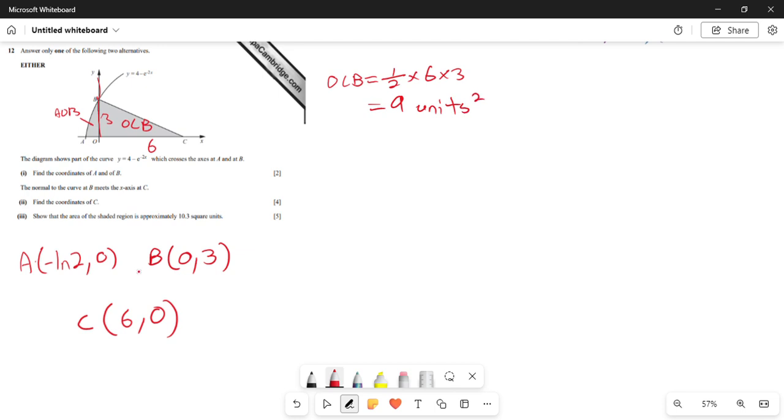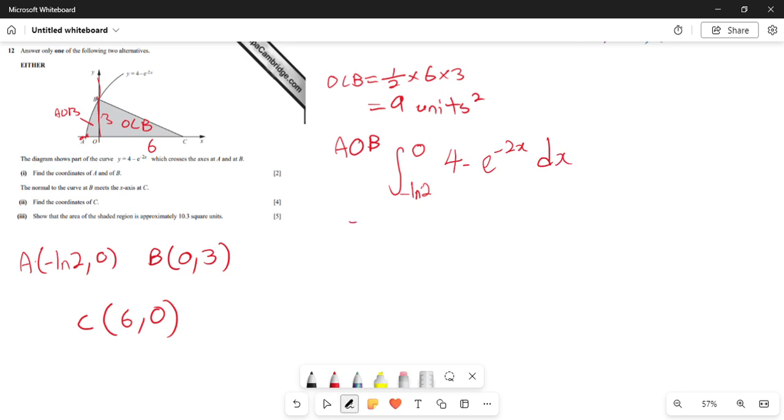Okay, now for the hardest part, to calculate sector AOB. For AOB, I have to use integration. Whenever you see area under the graph, mostly integration must be used. So integrate with the upper bound, which is 0, and the lower bound, which is the x coordinate of A, negative ln2. Then just rewrite the equation you need to integrate, which is 4 minus e negative 2x dx.